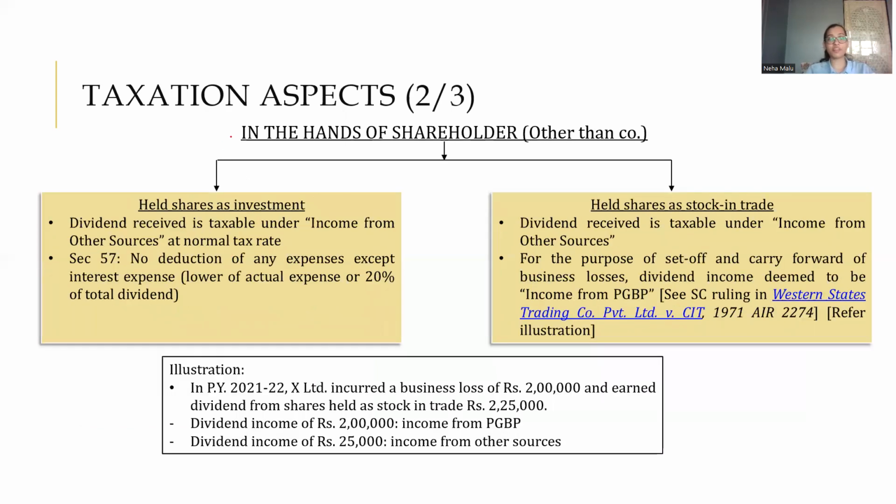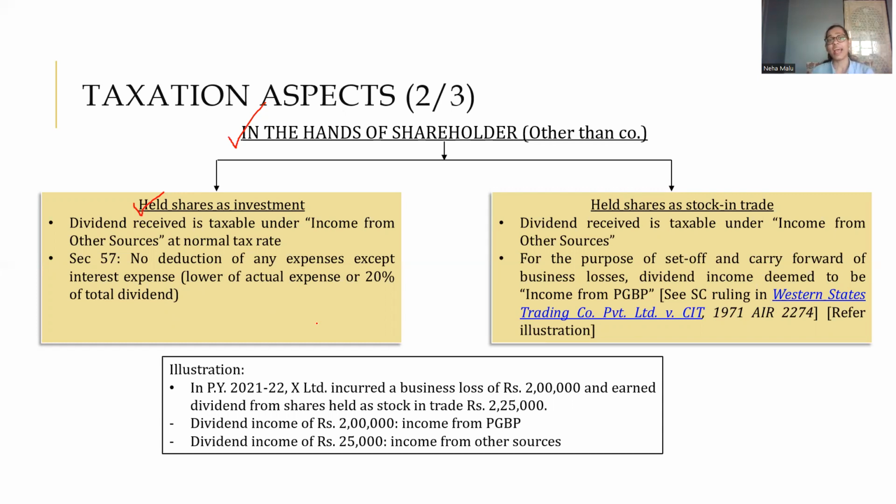Next, when it comes to taxation of dividend in the hands of shareholders other than companies, if the shares on which the dividend is received are held as investment, the dividend received is taxed under the head of other sources, and there is no deduction of any expense except interest expense, and that too up to 20% of the total dividend received, or the actual interest expense incurred, whichever is lower.